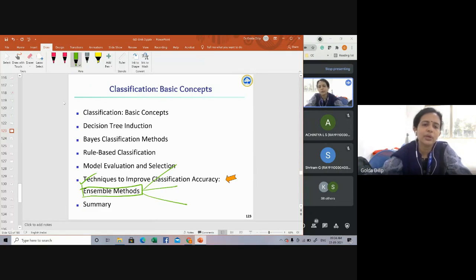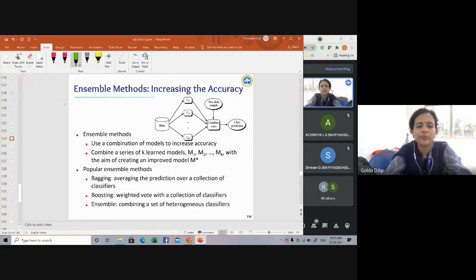So far we were looking into model evaluation and selection. We discussed all the various metrics associated with it, including the statistical tests involved, confidence limits, and various other aspects. Next, it's all about the techniques involved to improve the classification accuracy.